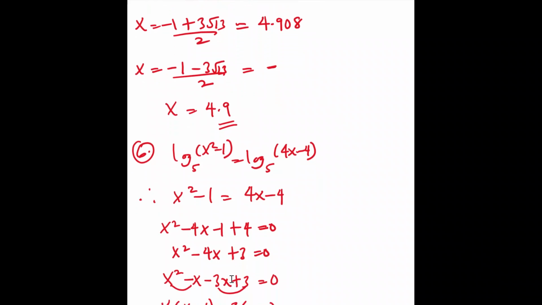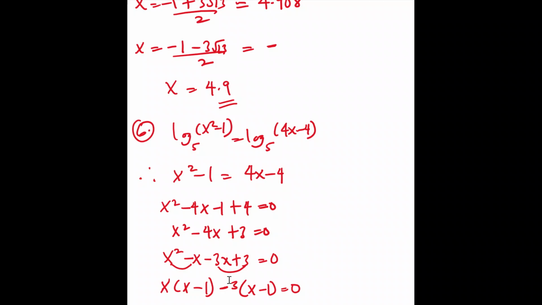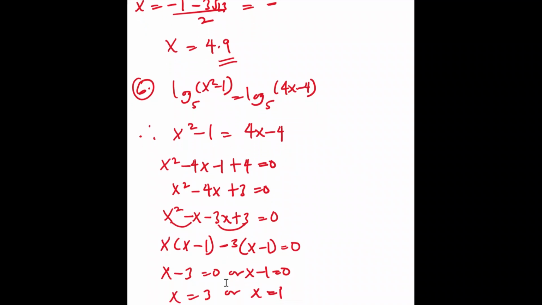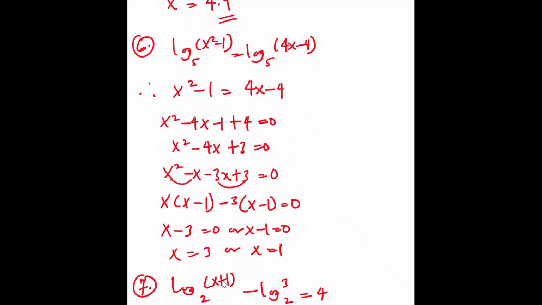So then we split it out, and then we use the factorization method, and then we get x into x minus 1 minus 3 into x minus 1 equals 0, right? And our final answer will be x equals 3 or x equals 1.